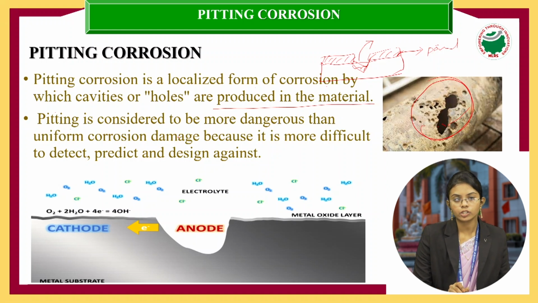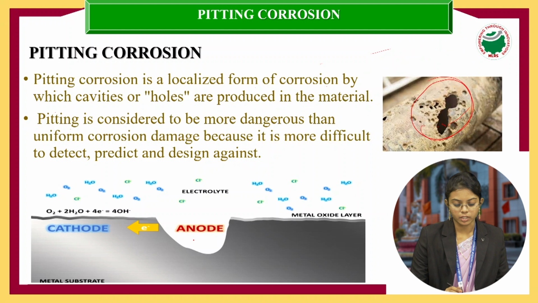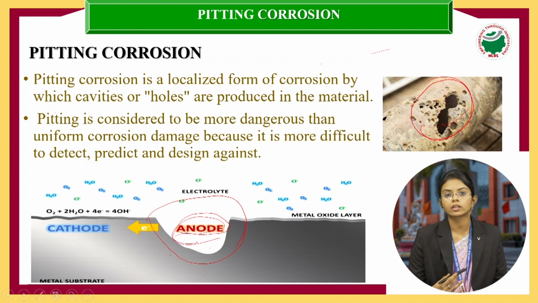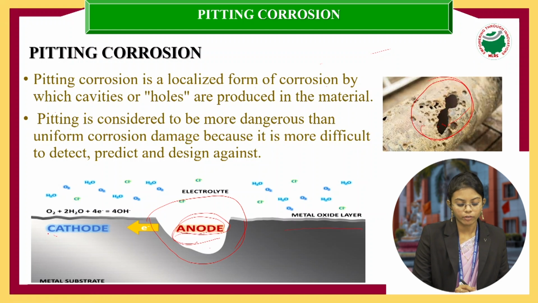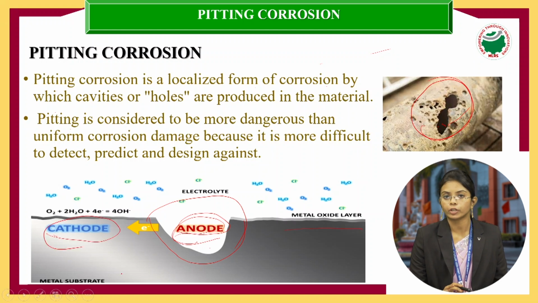Pitting is considered to be more dangerous than uniform corrosion damage because it is more difficult to detect, predict and design against. If you observe, you can see a cavity or hole on the surface of the metal. Now this cavity or hole will be your anode because it is not covered by a protective film and it is exposed to the electrolyte solution, and here your anode undergoes corrosion, it gets destroyed or corroded. The remaining part will be your cathode, that is your protected metal.